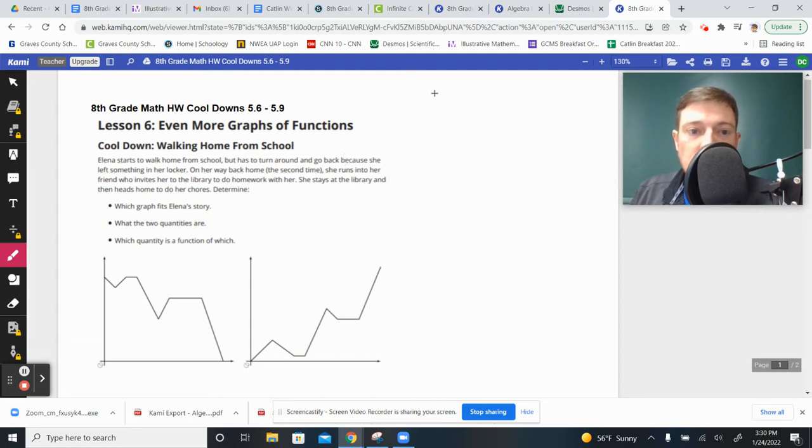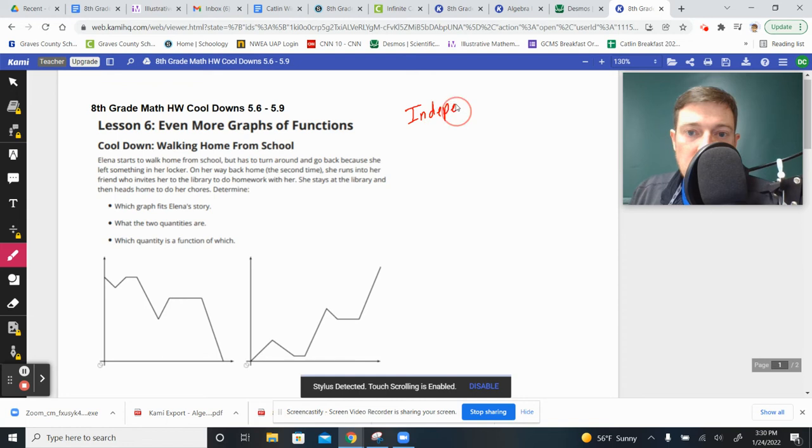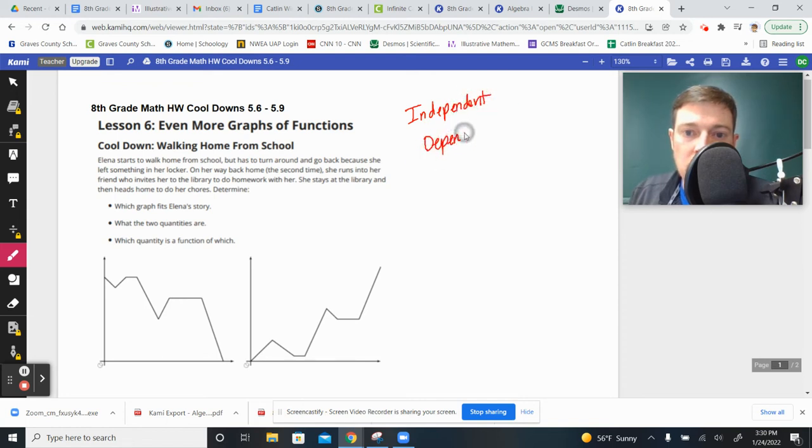First of all, there's always going to be two quantities in these stories. There's going to be an independent variable, and there's going to be a dependent variable. The independent variable stands alone. The dependent variable depends on the value of the independent. The independent variable can be found on the x-axis, and the dependent will be put onto the y-axis. So they have a place that they go in the graph.